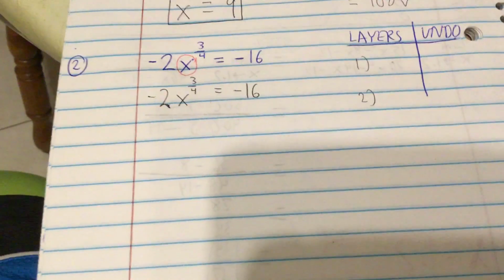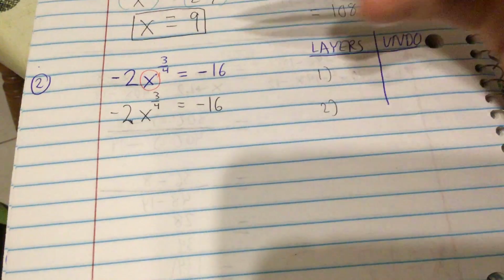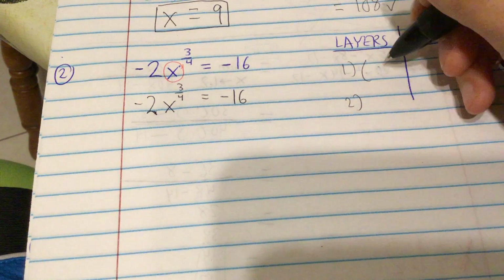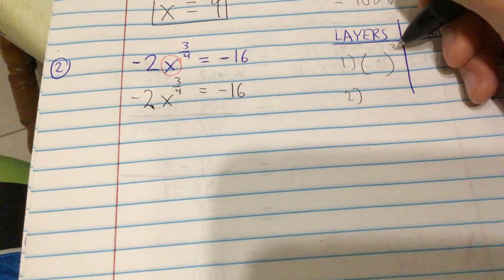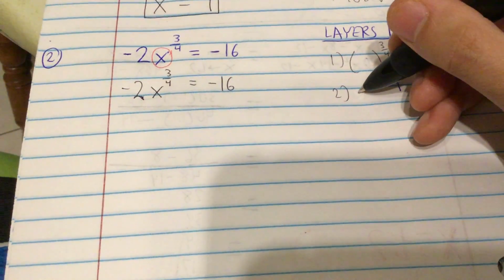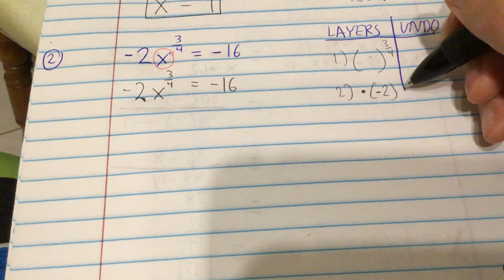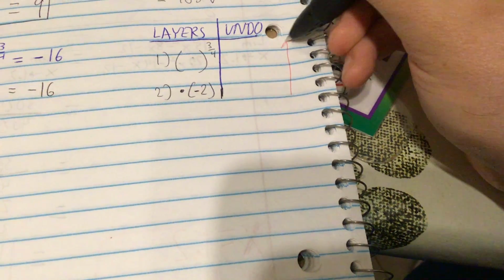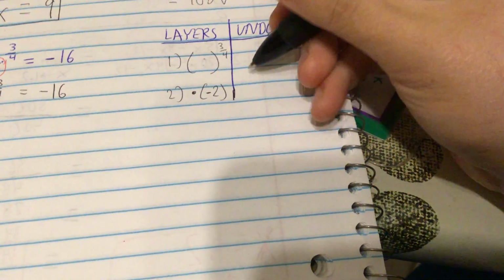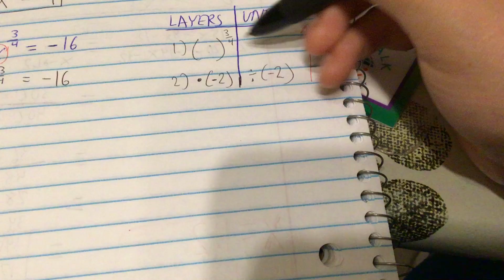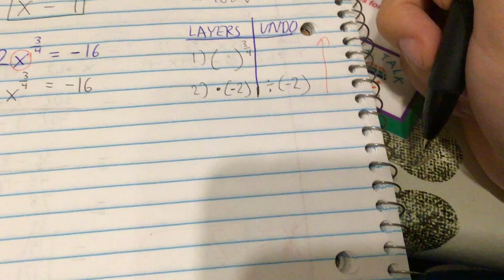So once again, I put a target on my x because I want to look at the layers. First things first, what is bothering my x in the first layer? It's being taken to the 3/4 power. And then after that, that negative 2 coefficient means it's being multiplied by negative 2. And now I want to undo the outer layer and the inner layer. So how do I undo times negative 2? I'm going to divide both sides by negative 2. And then, this is the tricky part. How do I undo the 3/4 power?